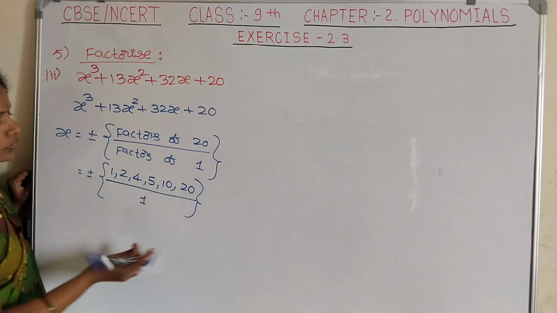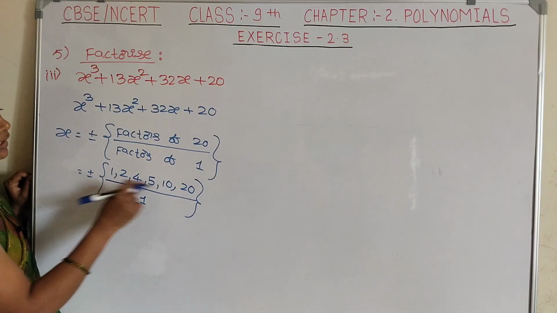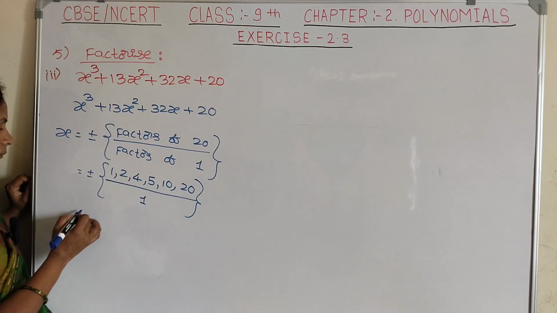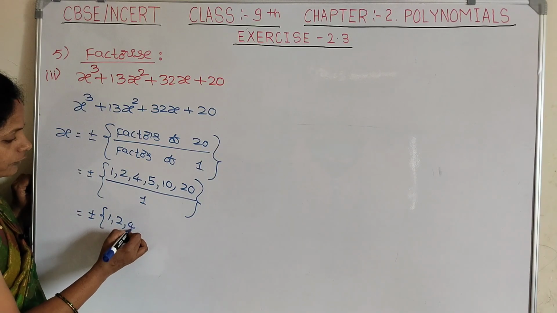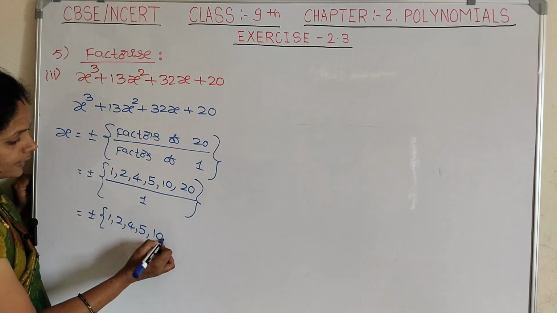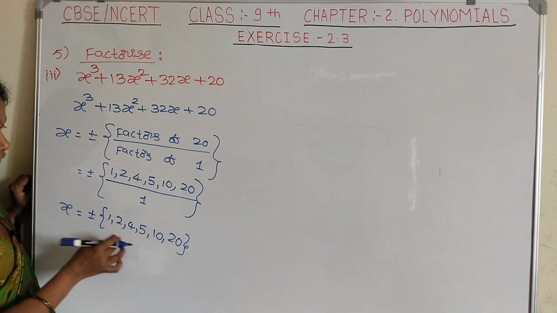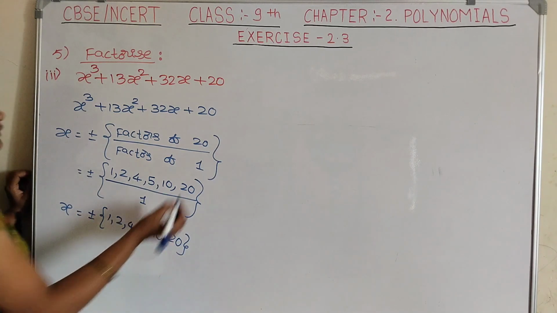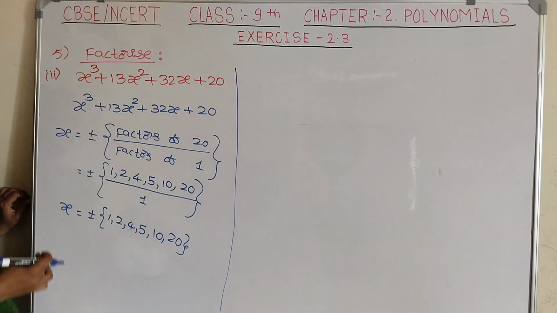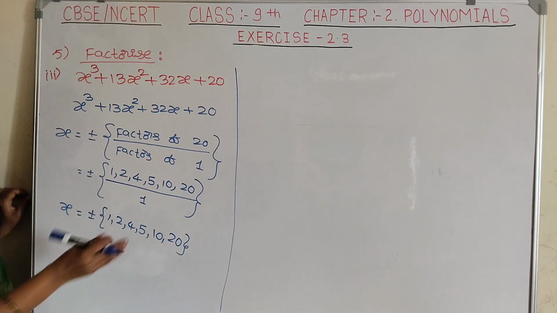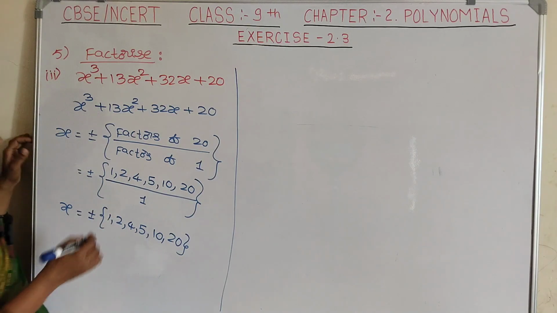The denominator is 1. For every number, we will get the same number, plus or minus 1, 2, 4, 5, 10, 20. X is equal to. We got these many candidates. We want to get the 3 factors. So out of these, 3 can be the factors of this polynomial.